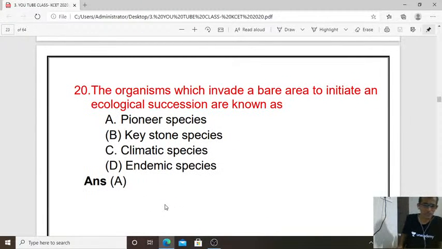Next, the 20th question. The organisms which invade a bare area to initiate an ecological succession are known as what? It is the pioneer species. The organisms which invade a bare area to initiate an ecological succession. So it is observed in the case of xerarch succession happening on a rock surface. So the first introduced species is called the pioneer species.